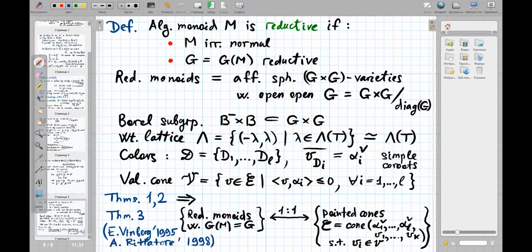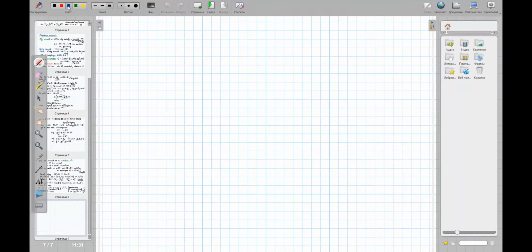So this theorem gives us a full classification of reductive monoids, a complete classification of reductive monoids. And this correspondence between reductive monoids and some special pointed cones is not just a formal bijection. One can recover efficiently a reductive monoid from its cone in the following way. So let me write it as a remark.